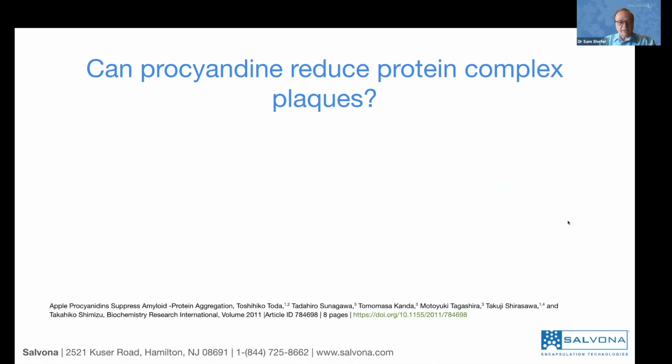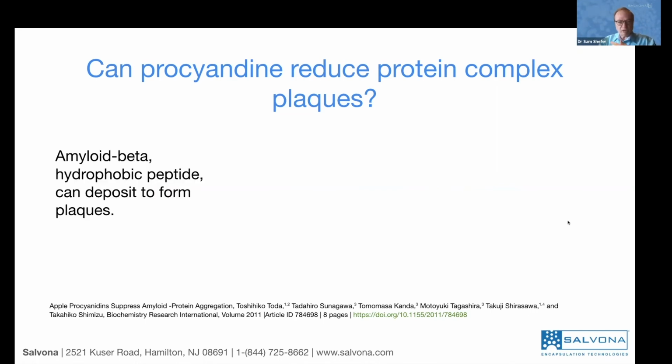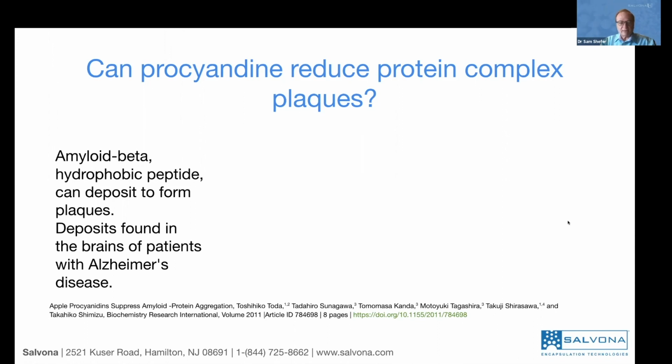And here is another example, but it was not done on skin. So I want to tell you up front, there is another complex protein called amyloid beta. Amyloid beta is a hydrophobic peptide. In other words, it's not soluble. It tends to precipitate, so it can deposit on the nerves, for example, and cause plaques. And these plaques are used to explain Alzheimer's, for example.